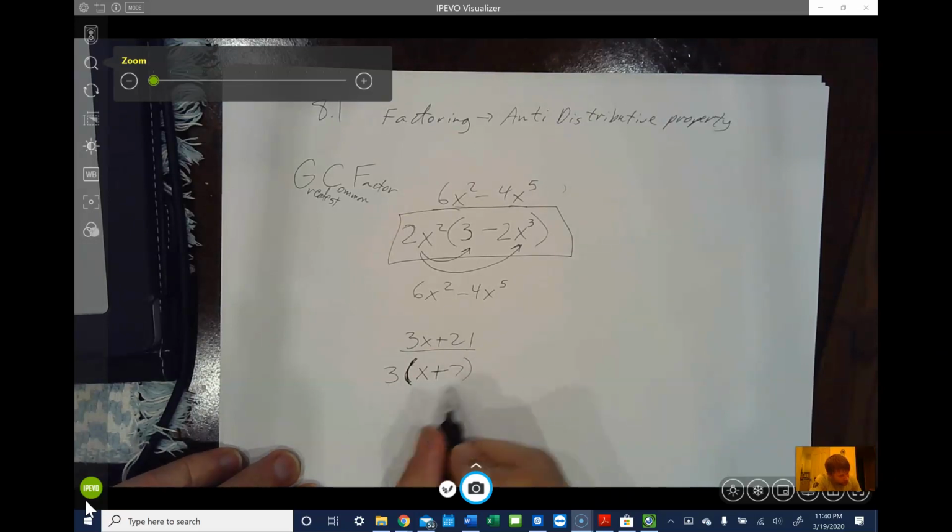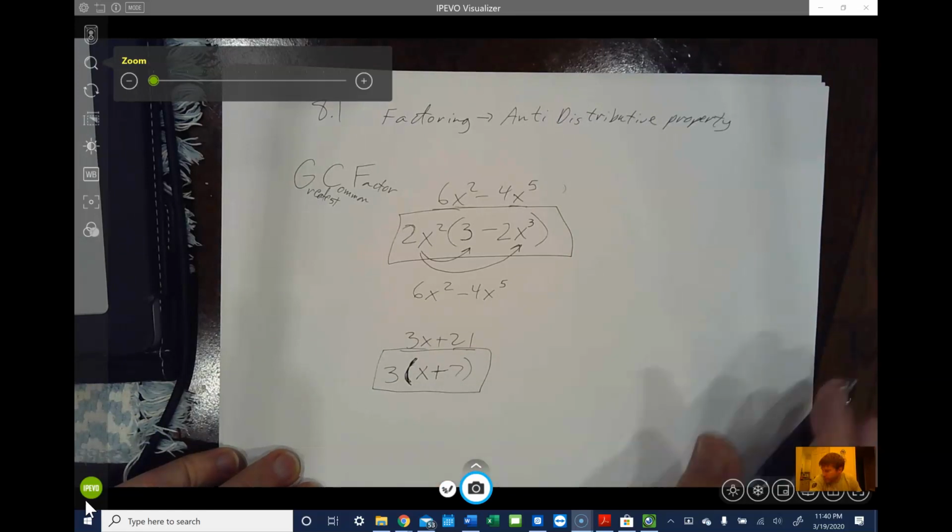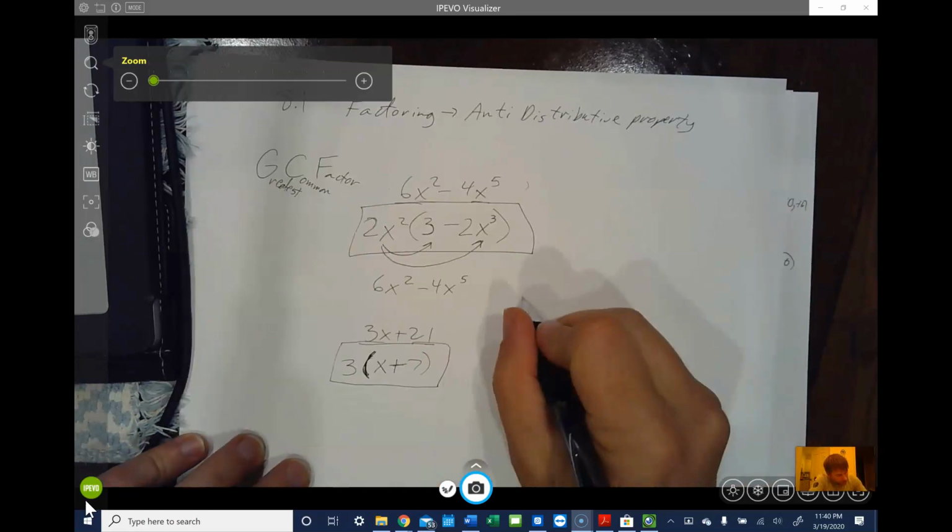Again, if I were to distribute this, what would I get? I would end up back where I started, 3x plus 21. So that's how we know we've done it right. We have now factored this properly. Let's keep going. More examples.